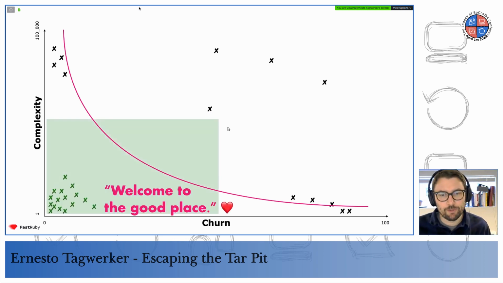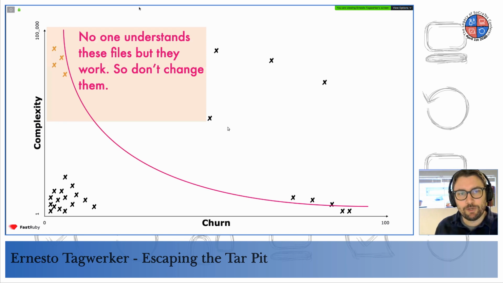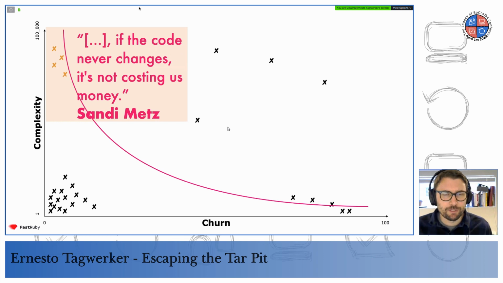Now, in the lower left quadrant, this is great. These are files that are in really good shape because they're simple and they don't change much. So don't touch them if they're doing their job. Now, in the upper left quadrant, you'll find files that no one understands because they're super complex, but nobody's changing them. So maybe don't change them. I like what Sandy Metz says about these files. She says, if the code never changes, it's not costing us money. So maybe not your priority to get out of the tar pit.